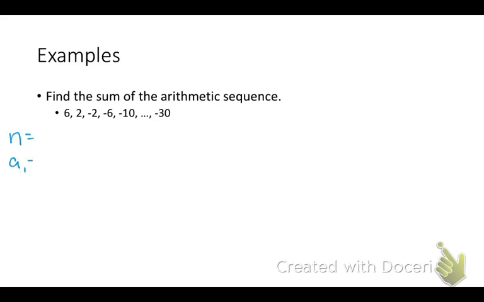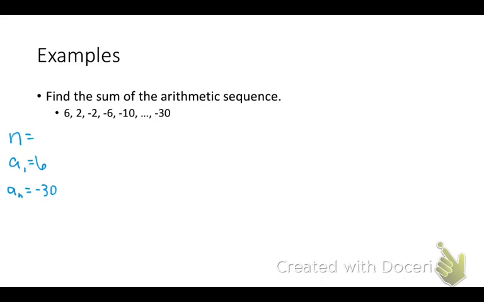We know that the first term is equal to 6. We know that the last term, or a sub n, is equal to negative 30. But we need to figure out what n is. You can do this a couple different ways. You could fill it in again if that's what you want to do and say, all right, I started at 6, I'm going down by 2, and go from there. But again, we want to know how many total terms I have.